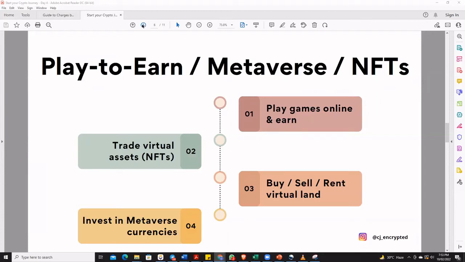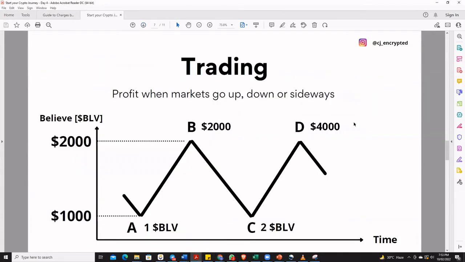Let's move on to trading. Okay, because this is another way that you can earn from cryptocurrencies. Now, there are two ways that you can trade. Okay, and trading really is exchanging one cryptocurrency for another or profiting off the price fluctuation of a particular cryptocurrency. There are two ways you can trade.